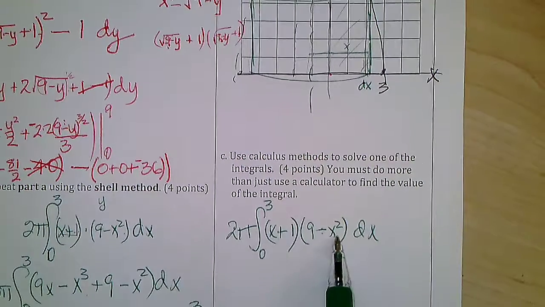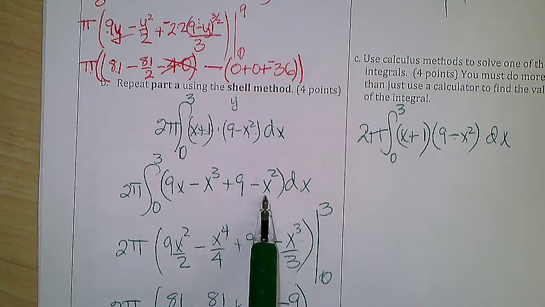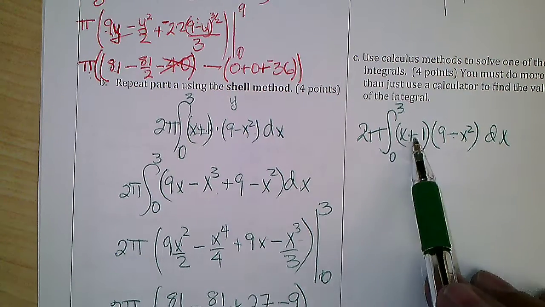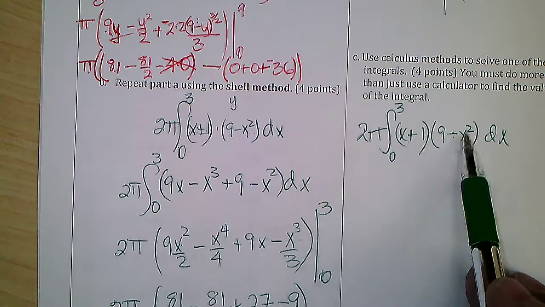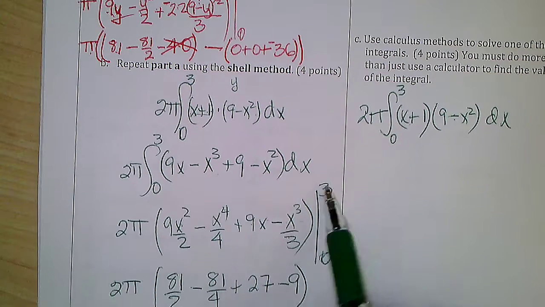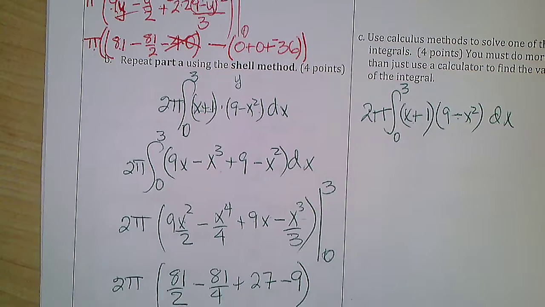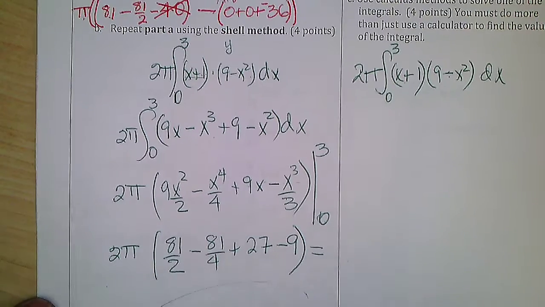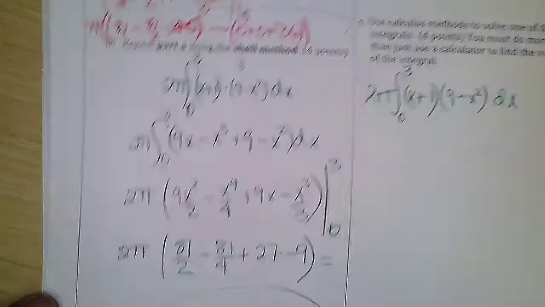Then if you FOIL this out, you should get this. x times 9, x times minus x squared, 1 times 9, 1 times minus x squared. Then you integrate it, put in the 3, and you should get that, which will give you hopefully the same answer as you got up here.